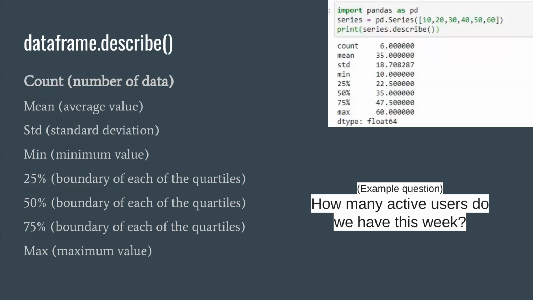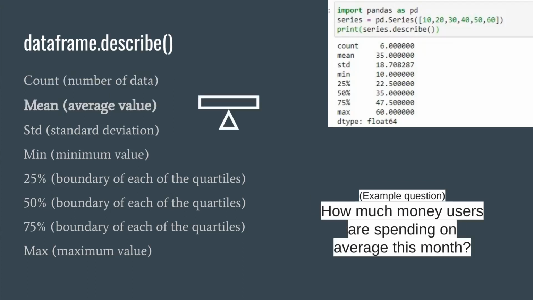So if we look at an example, you can think, say your stakeholder asks how many active users do you have this week, then you'll be interested in looking at count as the number of data. And mean is the average column value. So for example, that you see, it's a sum of 10, 20, 30, 40, 50, 60, divided by count, which is 6.